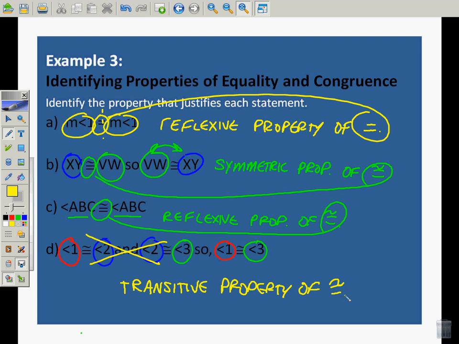We're labeling. Why are we doing what we're doing? Why are we able to say these things? That's the gist of proofs.